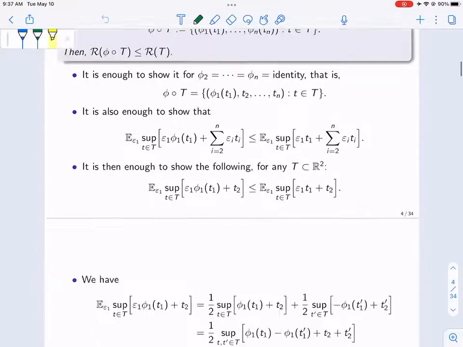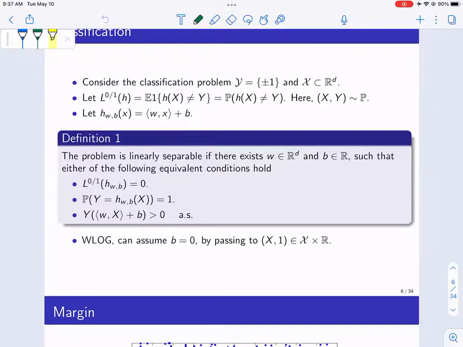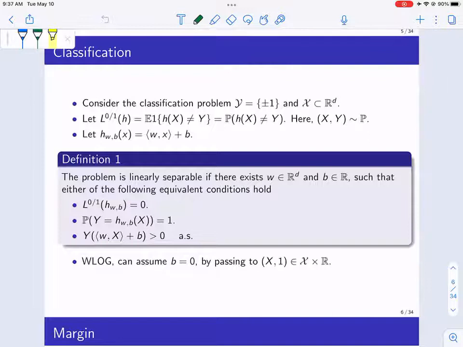So I'm reminding you of these things so that we can use them today. Then we moved on to look at specific classification problems. So for a classification problem, we have a response which is binary, and here we're going to model it as ±1, and then an X which is a subset of, let's say, R^d, although later this could be any Euclidean space, even infinite dimensional.